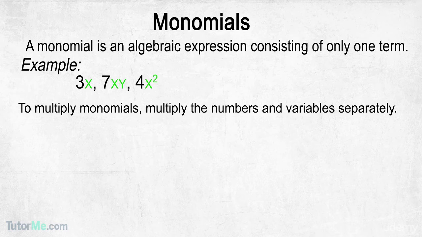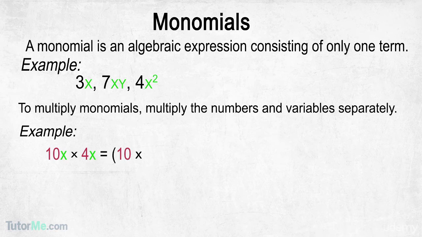To multiply monomials, you multiply the coefficients and the variables separately. For example, let's look at 10x times 4x. Since we multiply the coefficients and variables separately, we can rewrite this as 10 times 4 times x times x. This gets us 40 times x squared, which simplifies to 40x squared.